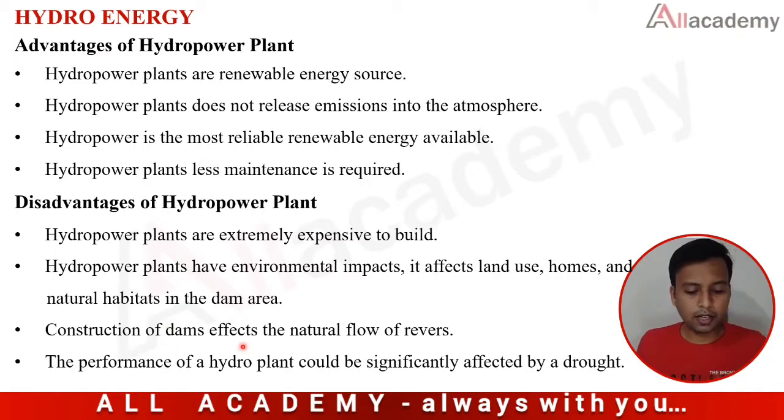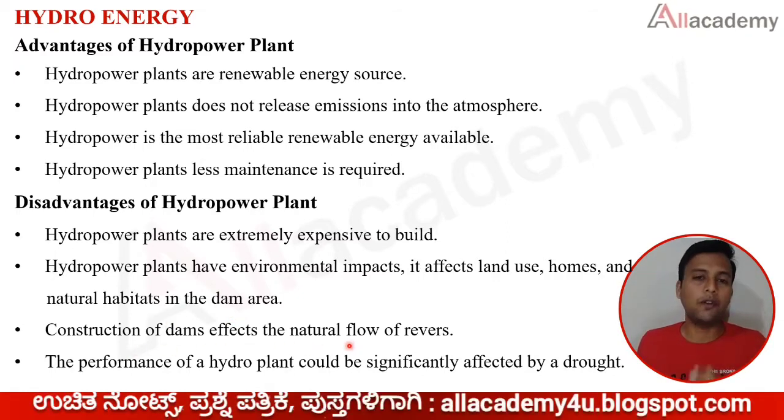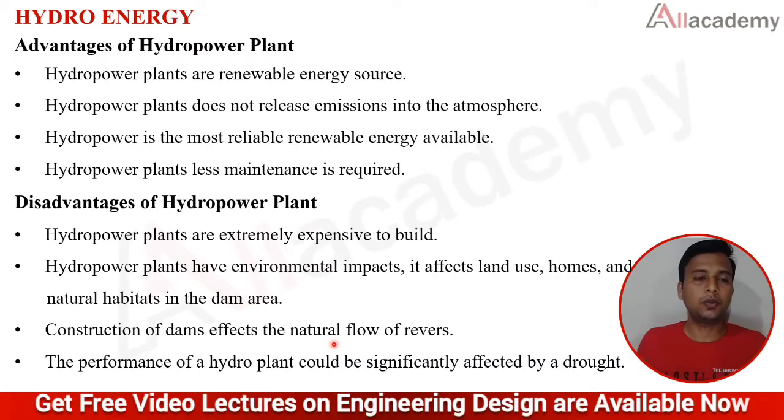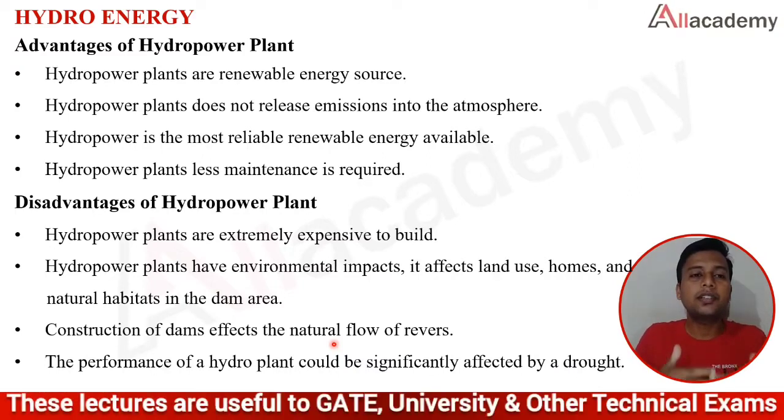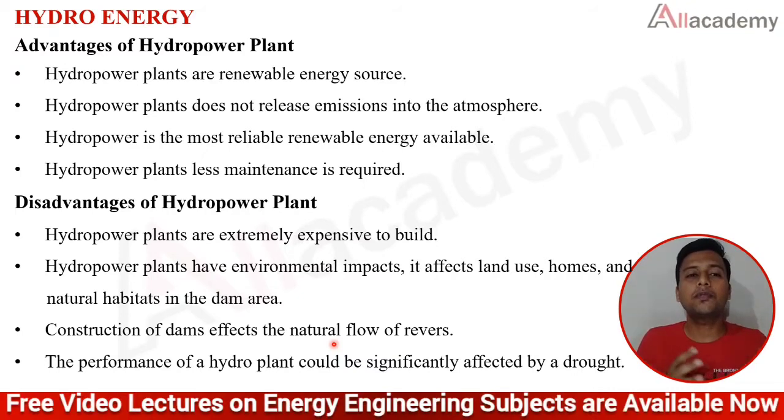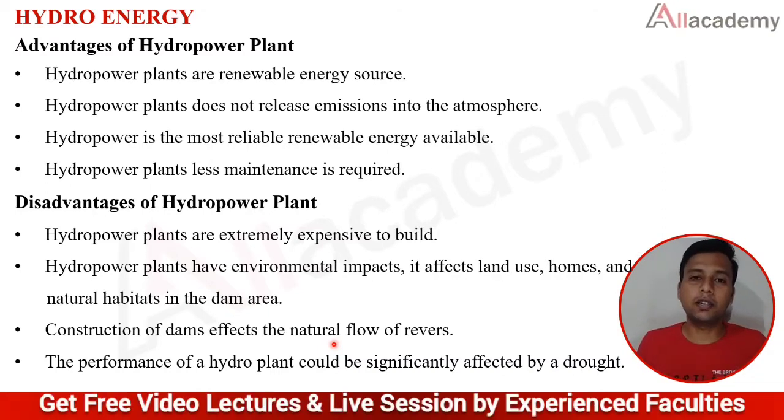Now, the construction of a dam affects the natural flow of a river. That is one more drawback, because the river, whatever it's flowing, takes its own path naturally. But when we construct the dam, we restrict its natural flow, and then the river will take some other direction. That is why we see most of the floods during the rainy season. Floods are created mainly due to the direct change of direction of rivers by constructing these dams.